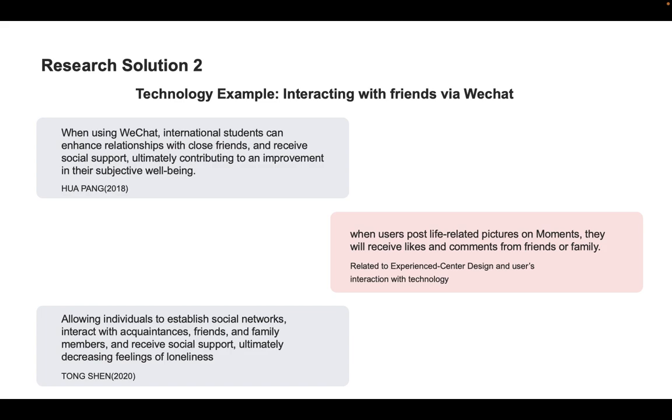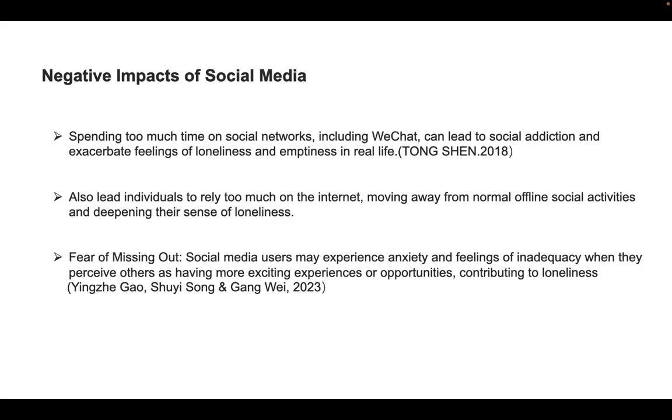For example, when users post life-related pictures or moments, they will receive likes and comments from friends or family, allowing individuals to establish social networks, interact with acquaintances, friends, and family members, and receive social support, ultimately decreasing the feeling of loneliness. There are some negative impacts associated with the use of social media or apps.